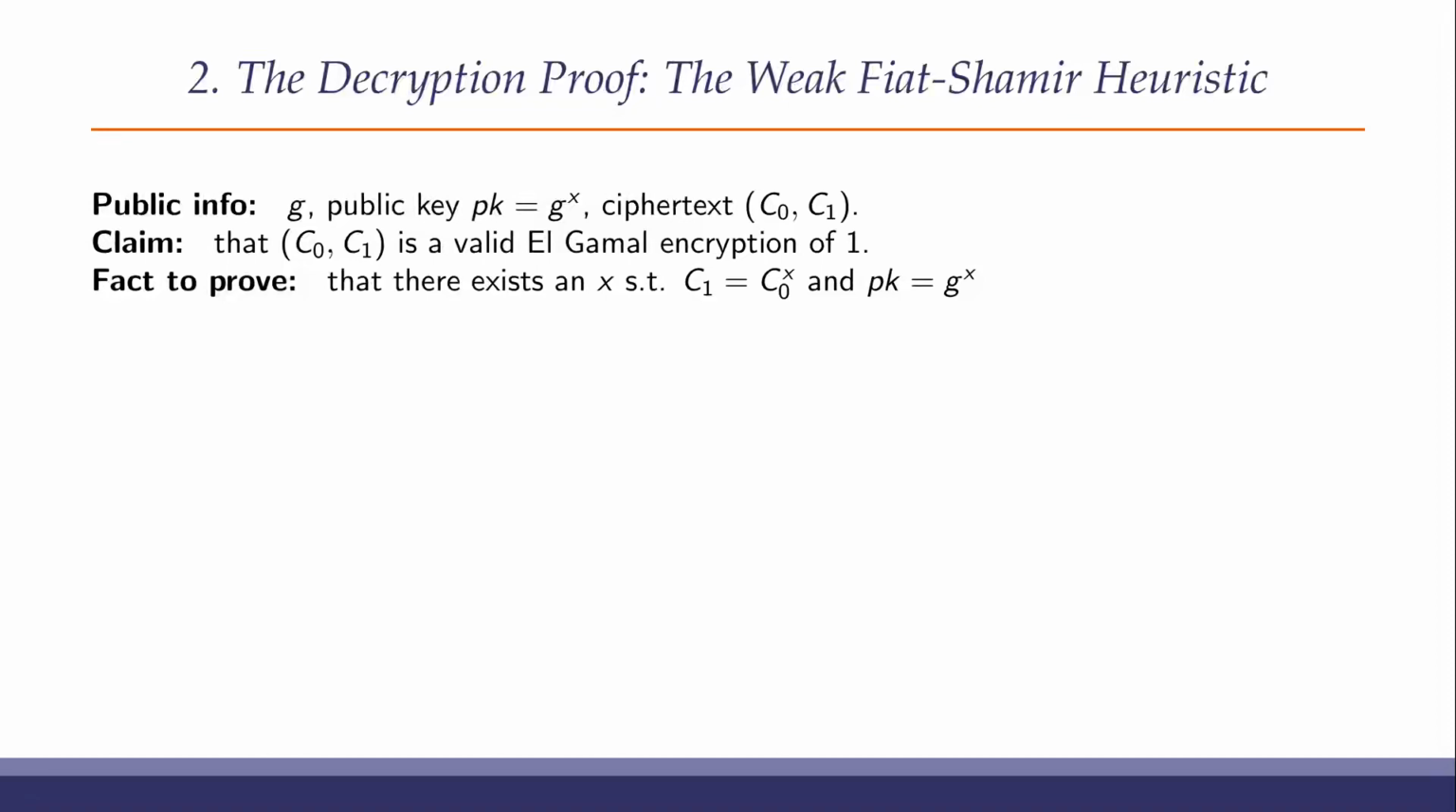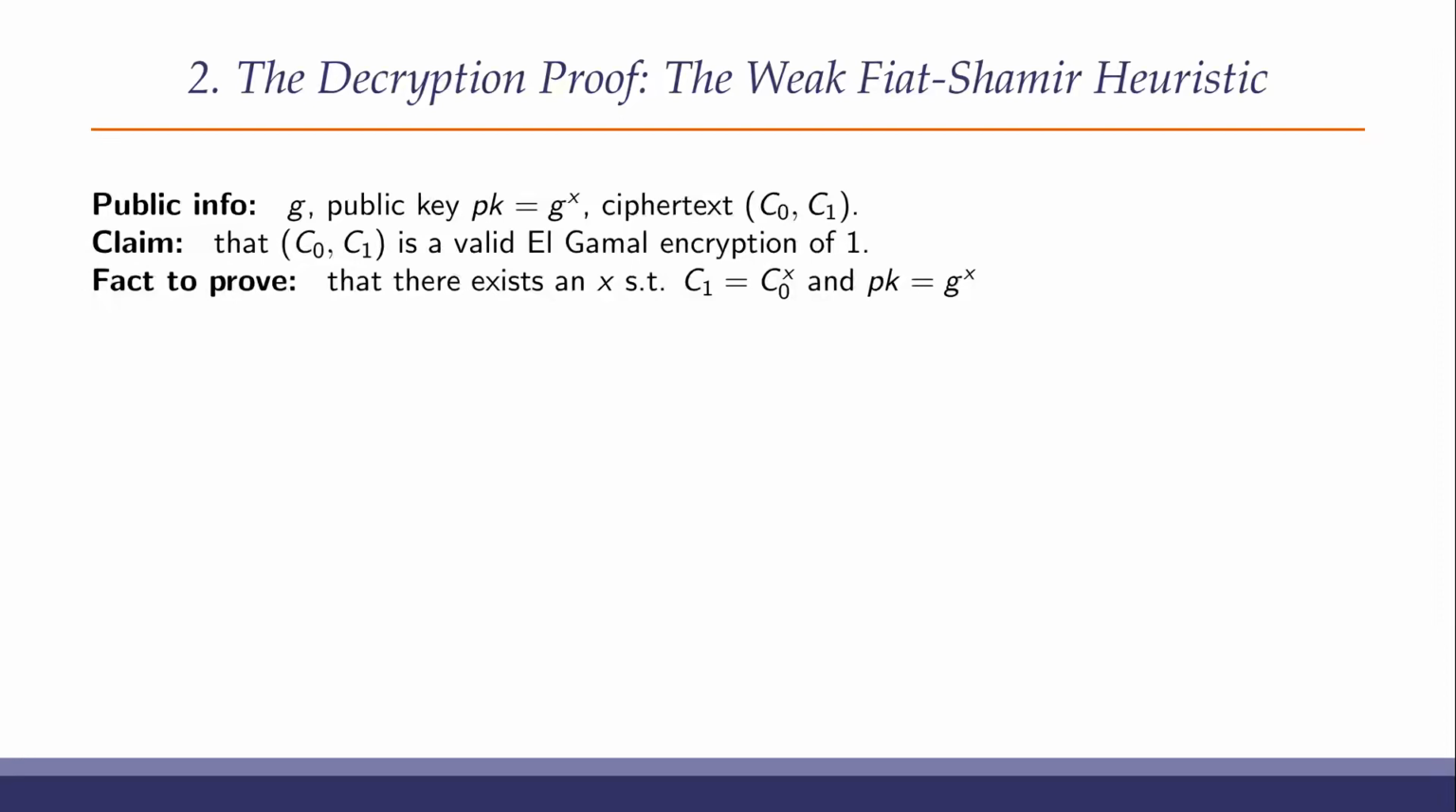The decryption proof uses a non-interactive zero-knowledge protocol proving equality of discrete logs. It's a very well-known technique, and they're using a heuristic called the Fiat-Shamir heuristic to make the proof non-interactive by generating their own challenge as a hash of the things they're trying to prove. So let's just review how this works.